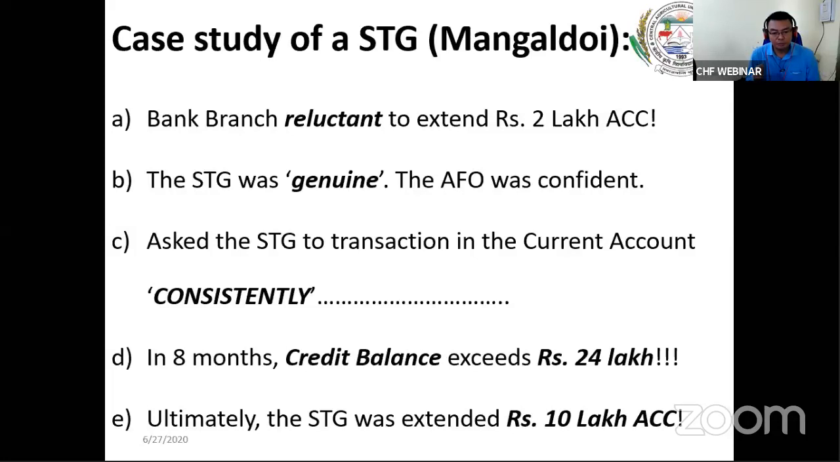Credit balance means the total amount of money that keeps on depositing, irrespective of how much you withdraw. If I deposit 1 lakh in the morning, after 2 hours I withdraw it, and in the afternoon I deposit the same 1 lakh again and withdraw it, then in that day the credit balance will be 2 lakh. So you will not be surprised that for a small tea grower, in 8 months, it exceeds 20 lakh rupees in transactions, which was very healthy business transactions. Ultimately, this STG was called to the branch and happily extended a 10 lakh agriculture cash credit. That's why increase transactions in the bank, in whichever branch you want to have linkages in future.